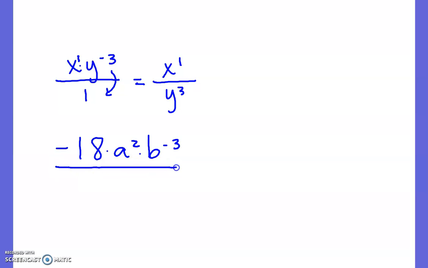So, it is over 1. The only thing we would need to move is our b to the negative third. So you leave negative 18a squared on top over, move b to the negative third down, and it becomes b to the positive third. We are simplified because a's and b's do not belong to each other.